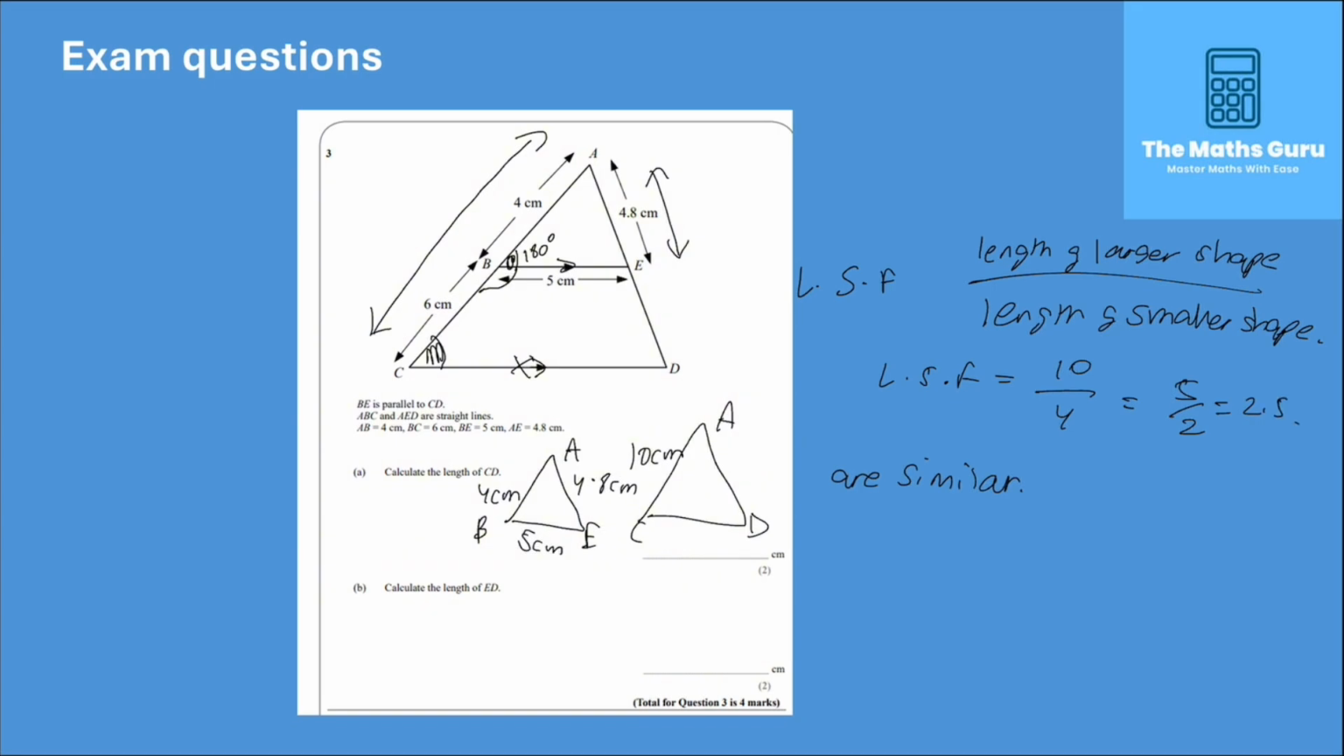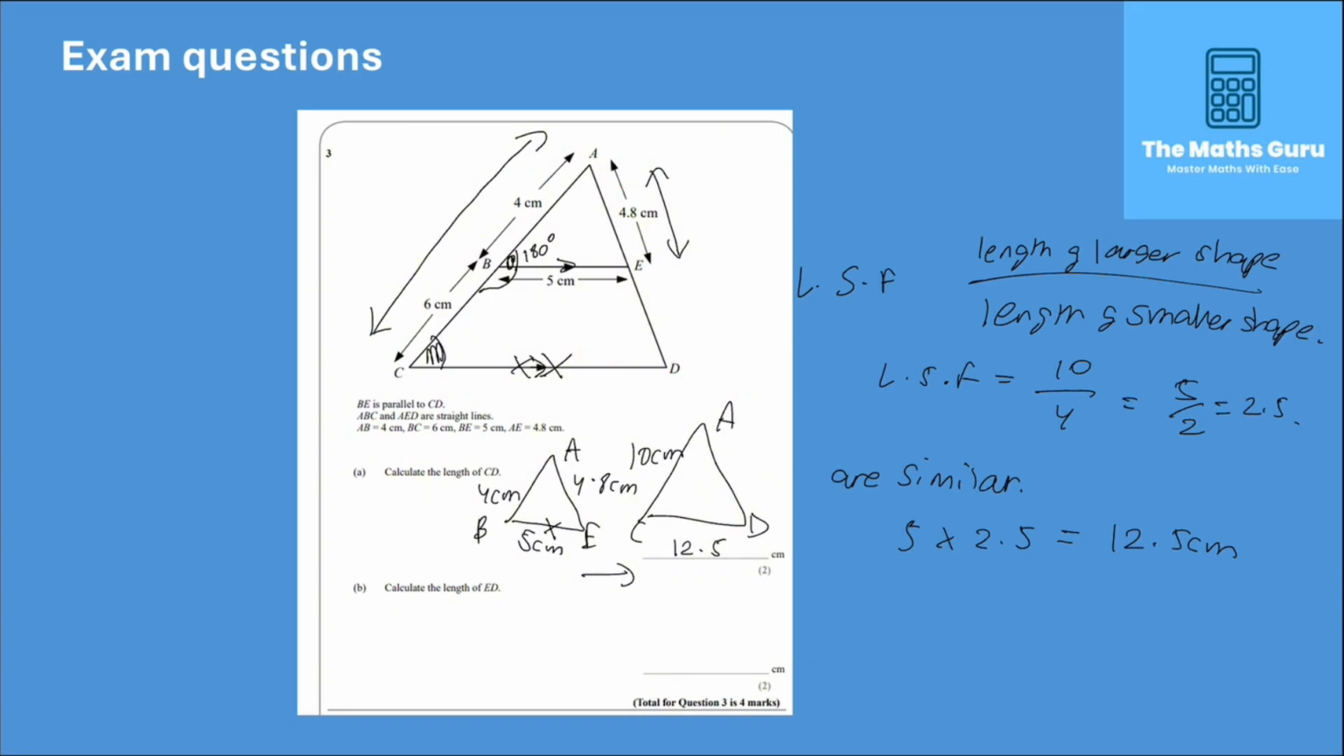Now, looking at the question again, we need to calculate the length of CD, which is this one here. If we're looking at the two shapes, which side in ABE, the smaller triangle, corresponds to our CD? It's going to be our BE, right? This one here. It's going to follow the same ratio and the same scale factor to get from there to there. So we do 5 times 2.5 to get 12.5 centimeters. Hence the answer to this is 12.5 centimeters.